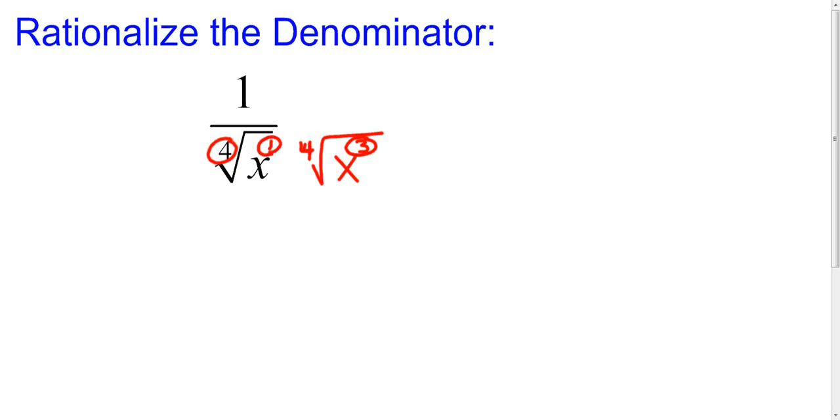Okay, if it was a fifth root, I would add it so that it became a power of 5. But it's the fourth root. And whatever I do to the bottom, I must do to the top. So that's what I will do here.